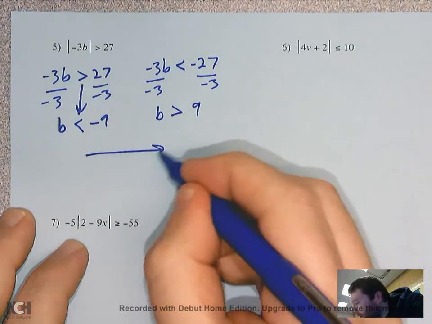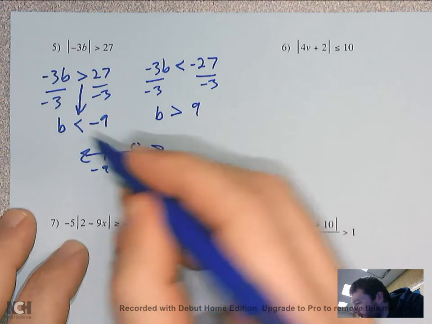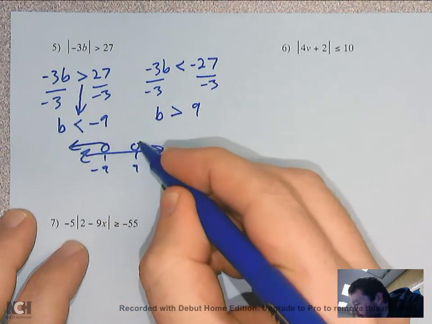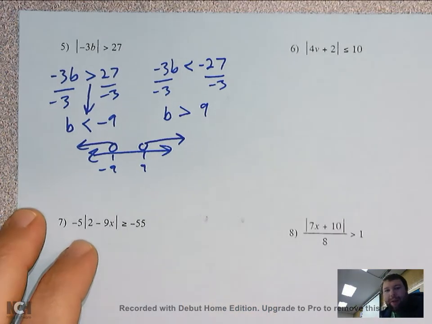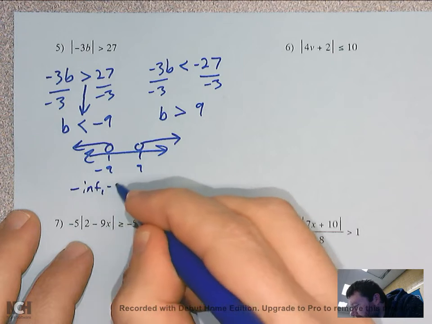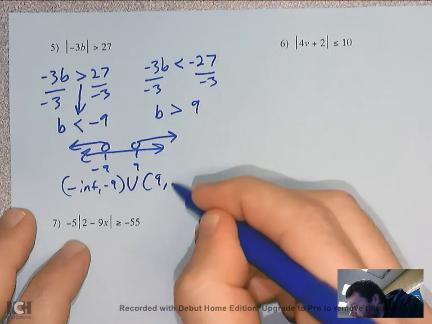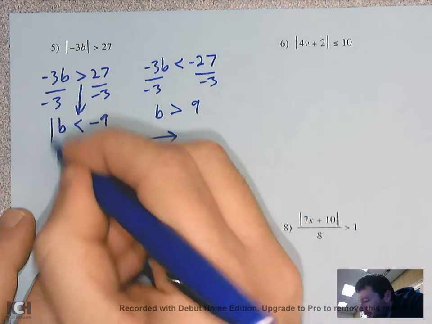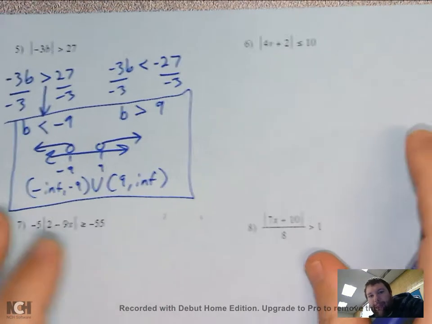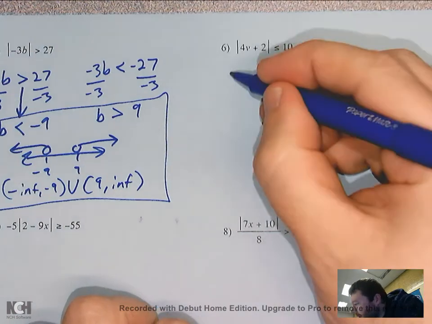Okay, then we would graph it. Negative 9 and 9, they'd both be open circles. It's less than negative 9, so it's going to go to the left. It's greater than 9, it's going to go to the right. So we've got those two different intervals, so we would have negative infinity to negative 9 in parentheses, union, parenthesis 9, infinity. Okay, and that would be your answers. Not too tough, right?